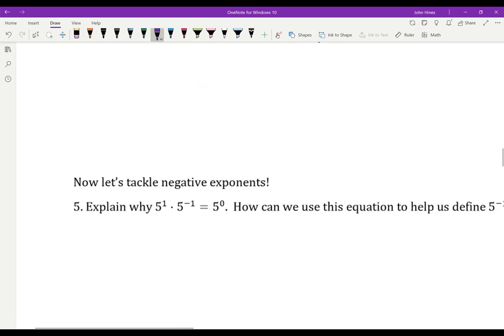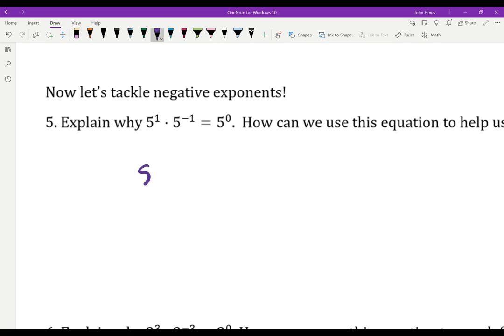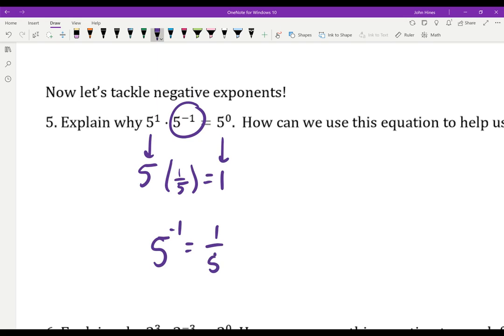So using the same idea now, let's talk about negative exponents. We already kind of talked about negative exponents. 5 to the 1 is 5. 5 to the 0 we just figured out is 1. Well, 5 times what is 1? Well, 1/5. That 5 to the negative 1 has to be 1/5 because 5 times 1/5 gives me 1.